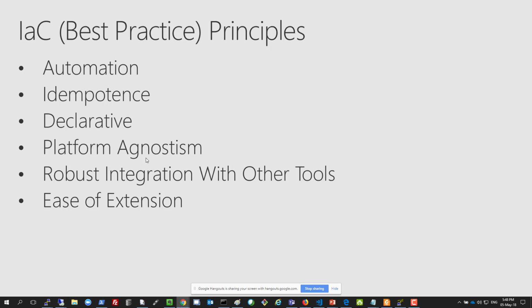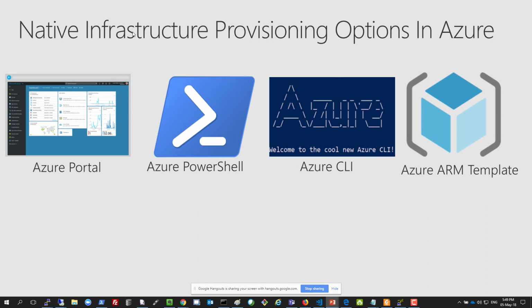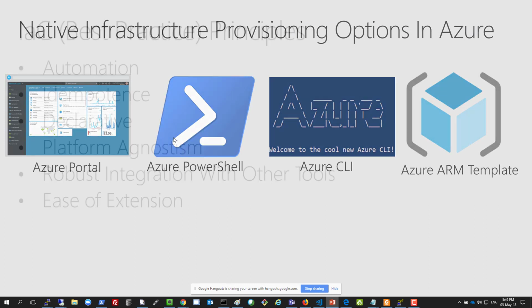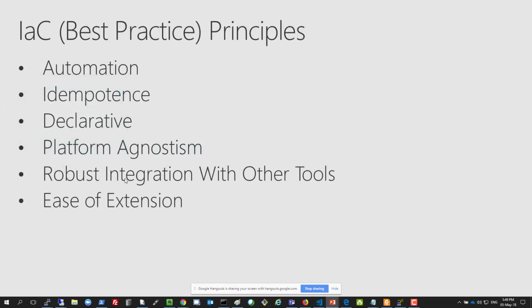And then ease of extension, because there are certain situations where you want to provision services that may not yet be available in the tool you're using. So the tool must have abilities for you to extend it to cover other areas that it may not cover natively. Those are just a bunch of best practices that I've listed. What we'll try to do here is look at the native infrastructure provisioning options in Azure and compare them against these principles.